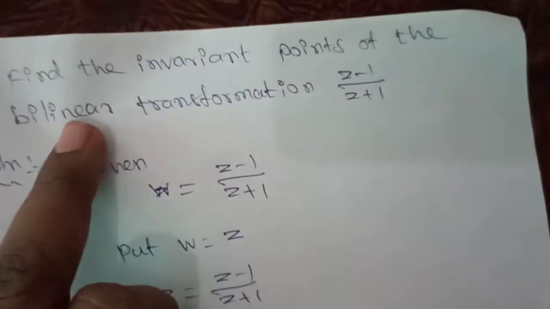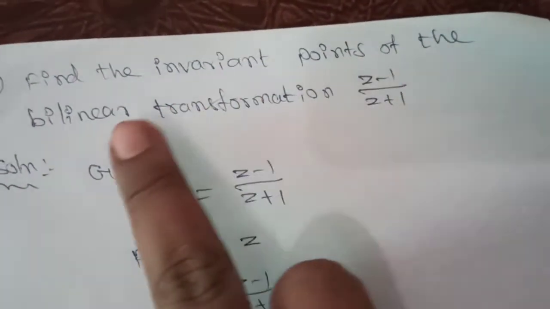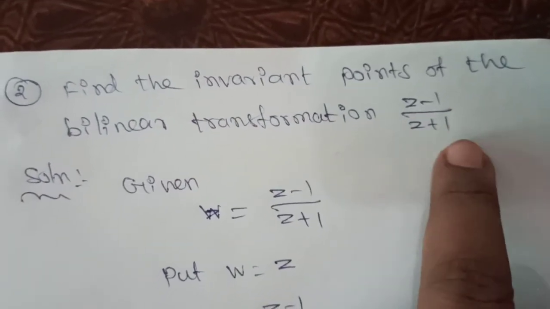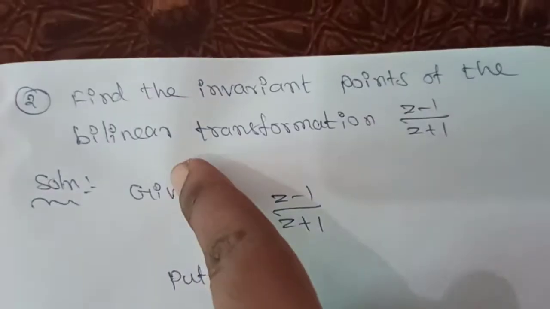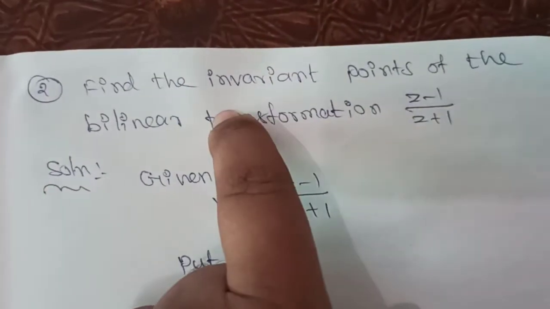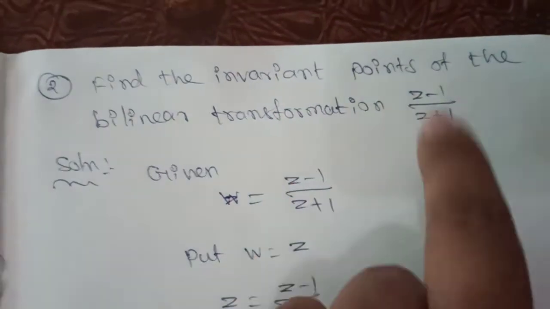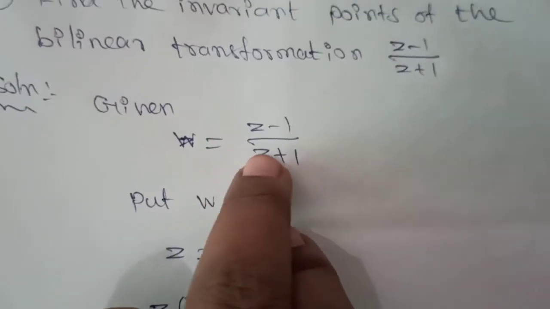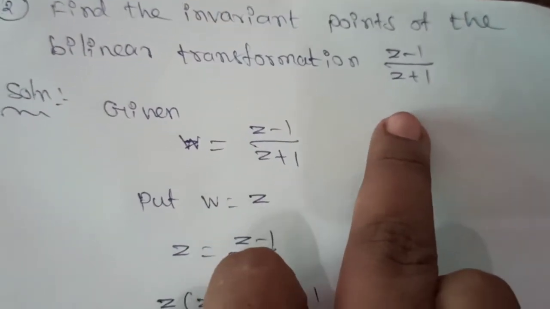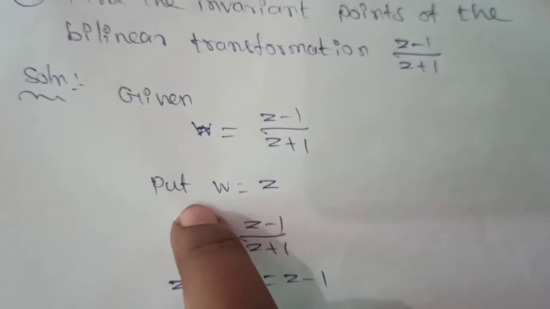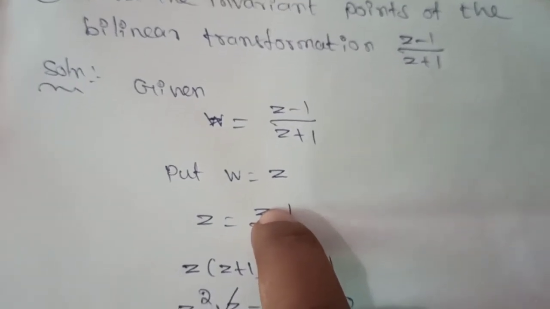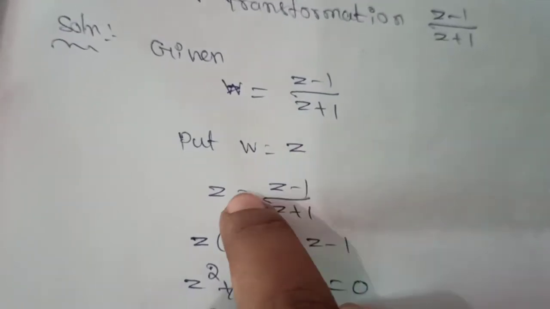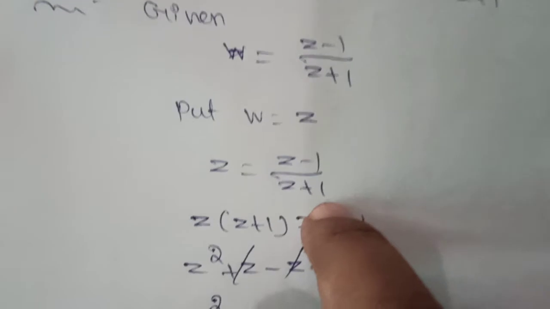Next, see the next problem. Find the invariant point of the bilinear transformation w equal to (z - 1) divided by (z + 1). I already told you about fixed point or invariant point. This problem asks for the invariant or fixed point. So let us take w equal to (z - 1) divided by (z + 1). Next, put w equal to z by using the definition of invariant or fixed point, that is z equal to (z - 1) divided by (z + 1).